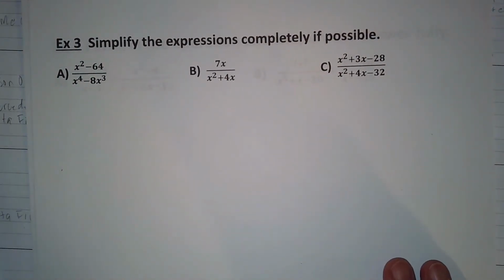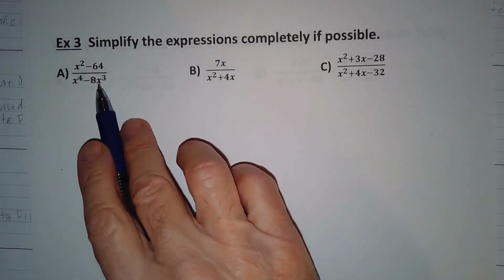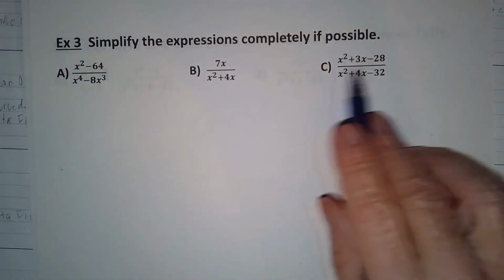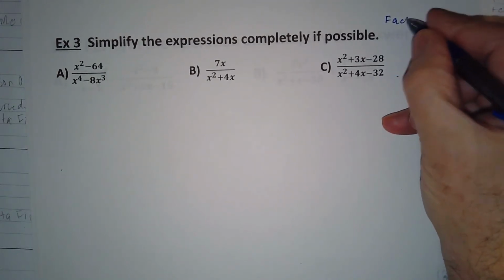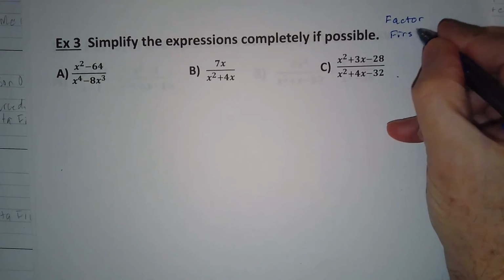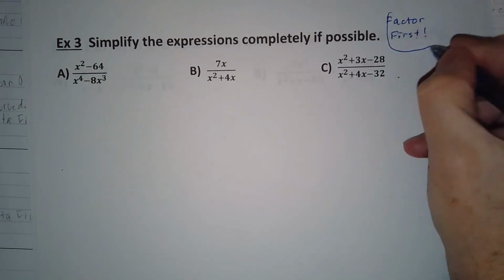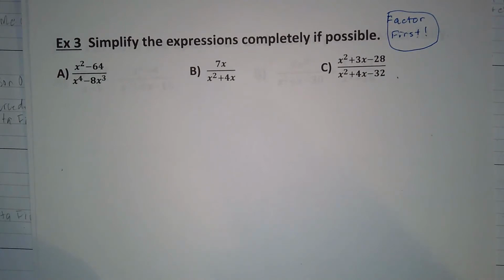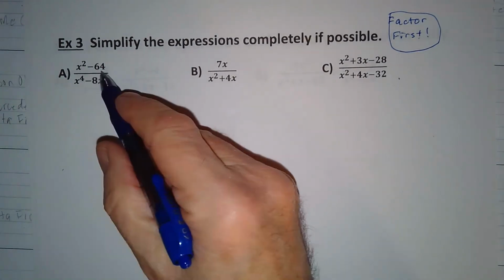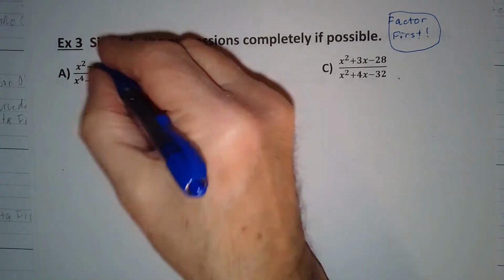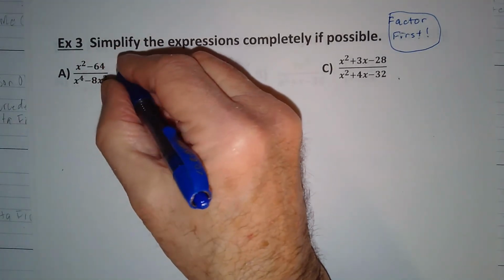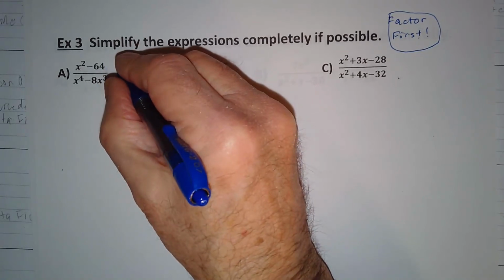Now, this time around, in this example, we are dealing with binomials in a lot of this, and there's a trinomial over here. So we need to factor first. So let's just make that known. Factor first. Very, very important that we factor first. And so let's look at this first one. If you look at the numerator here, that's difference of squares. Got x squared, and then you got minus 64. Both are perfect squares. So we'll write that out. Difference of squares.